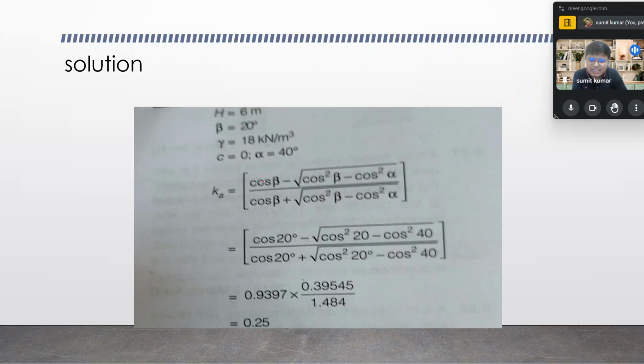For the coefficient of active earth pressure, we know K equals cos beta times (cos beta minus root under cos square beta minus cos square alpha) divided by (cos beta plus root under cos square beta minus cos square alpha). As we know the value of beta as 20 degrees and alpha as 40 degrees, we are able to find the value of K as 0.25. There will be no problem up to here, I think.